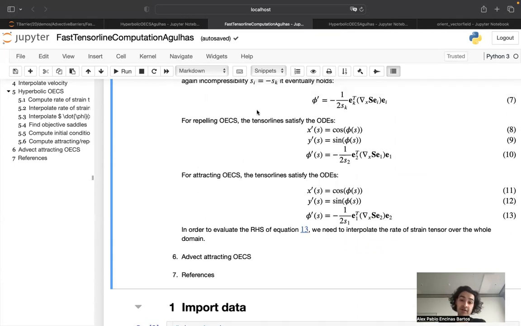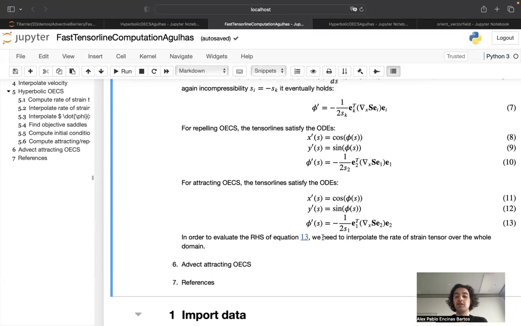Of course, you have an ODE for computing the repelling OECSs, and you have an ODE for computing the attracting OECSs. The first part of the ODE is the same. So you can see that this equation 8, 9 is the same as equation 11, 12. However, the evolutionary equation for phi prime is different, but you just need to flip: so here you have E2 and here you have E1. And the same thing happens here again. You have here E1, here E2, here E1, and here E2. So it's fairly straightforward if you go through the derivation of it.